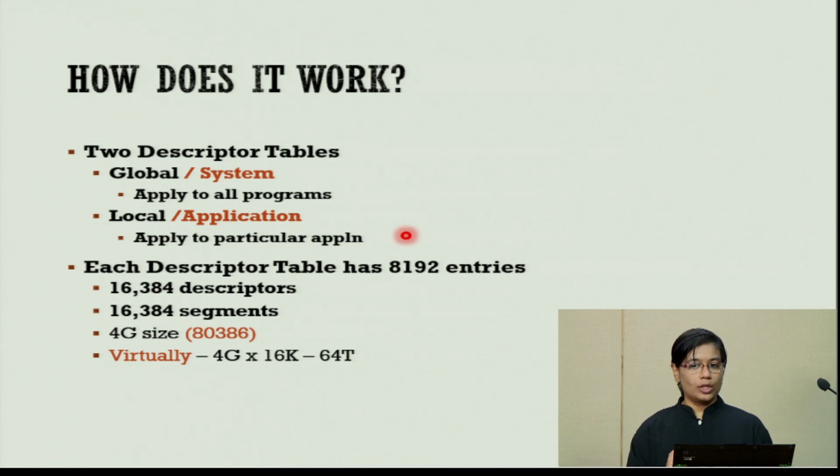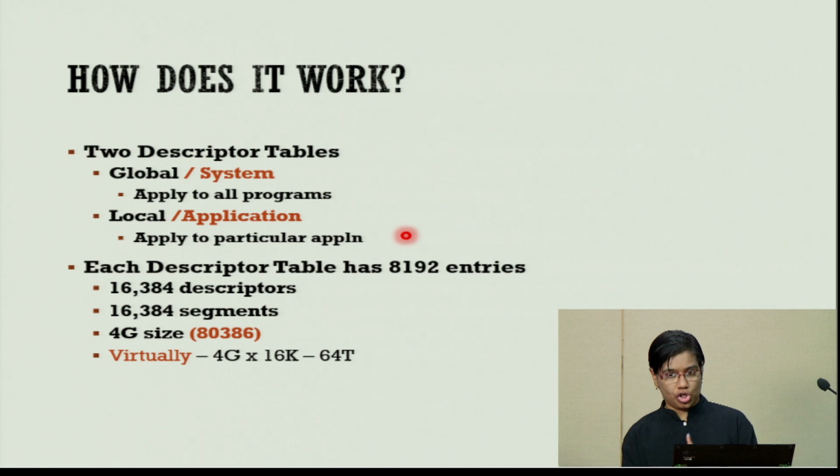And what can be the size of every segment? Your offset is allowed to be 32 bits. For instance, in the 80386 and 486, it can be 32 bits. So if your offset is going to be 32 bits, then the total size of a segment can be 2 to the power of 32, that is 4 GB. So every segment can be up to 4 GB.